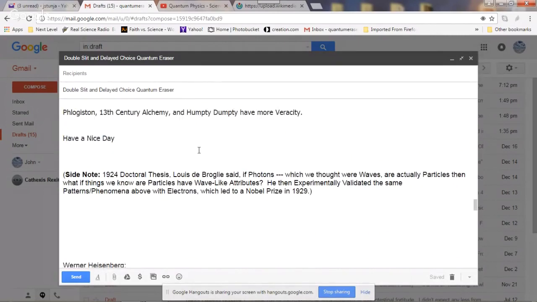In 1924, Louis de Broglie, in his doctoral thesis, had a pretty eye-opening prognostication. He said, see, if photons, which we thought were waves, are actually particles, then what if things we know are particles have wave-like attributes? So he then experimentally validated the same patterns and phenomena we've seen above with photons with electrons, which led to a Nobel Prize in 1929.